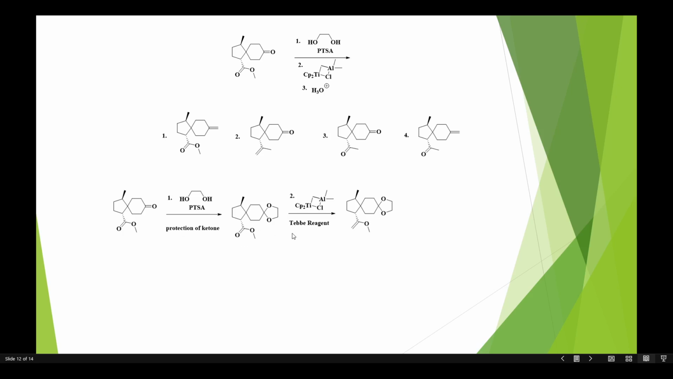Whatever the ester, after the previous reaction you will get the corresponding enol ether. Okay, and after that, what will happen? We have hydrolysis. If you use a strong dehydrating agent, it will hydrolyze what we call the enol ether group, and the keto group that was protected will also be hydrolyzed with the acidic workup, and you will get the corresponding keto product.